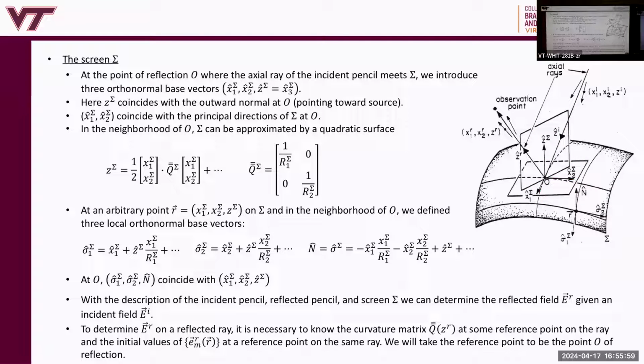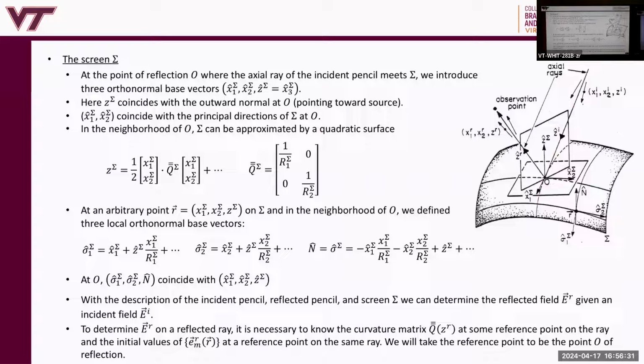All right, so we define this third coordinate system, x1 sigma, x2 sigma, aligned with the principal directions so that the curvature matrix of the surface is diagonal, and we have a z direction, right? We have an incident pencil here with its z-axis like that, the axial ray, and then we have a reflected pencil here with its axis along the reflected axial ray. Then there's also the sigma local coordinate system, which we'll probably need. All right. Okay, good. We can determine the reflected field now.